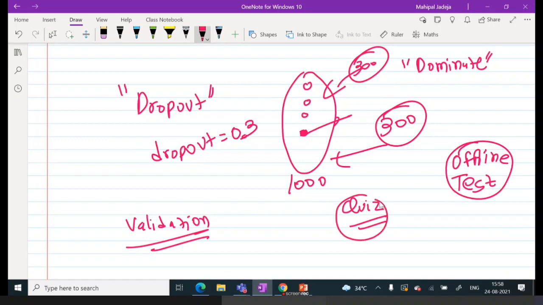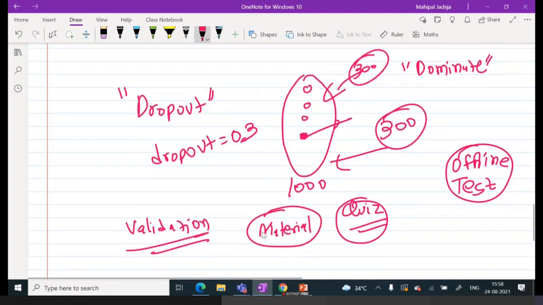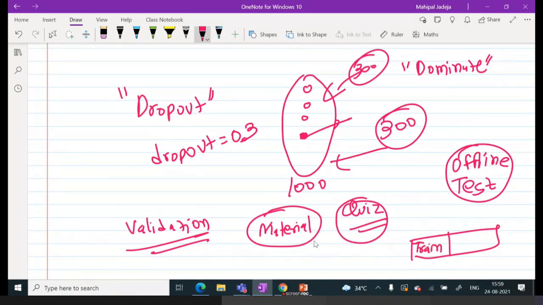So now corresponding to these things, in Coursera there are three things. There is the lecture material, which contains slides as well as video tutorials and so on. Then there are some quizzes, and then there is one final offline test. So with respect to the data set, we can also have this kind of split. The first one is training, which you can reuse again and again. Then there is validation. So what is the idea of validation? It's kind of a quiz. You can give it again and again, right?